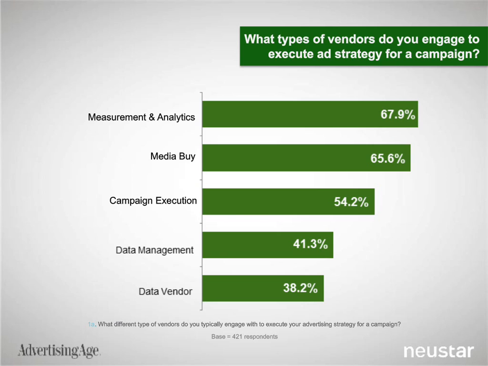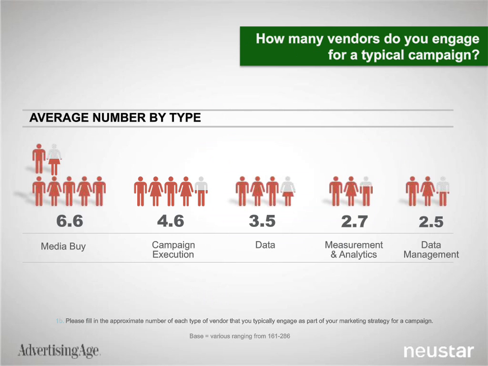Thanks, Rob. So as I move on to how many vendors are being engaged at any given point in time for a typical campaign, and this is interesting because if you think about executing one campaign, the average number by type of vendors that are being engaged is 6.6 from a media buying perspective, 4.6 for campaign execution, and 3.5 for data. And then you'll see on the lower end measurement and analytics and data management.